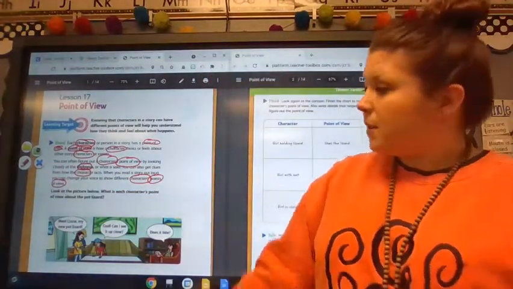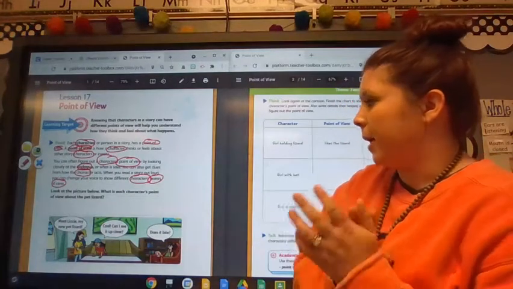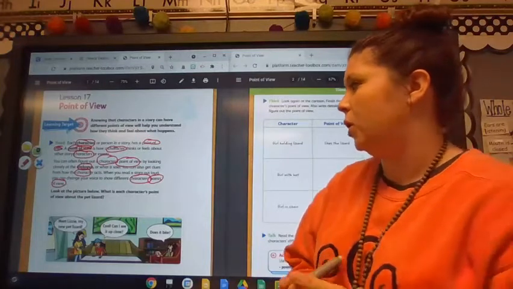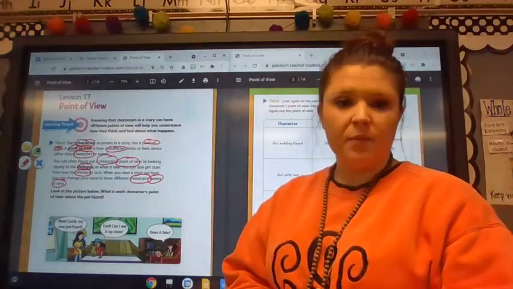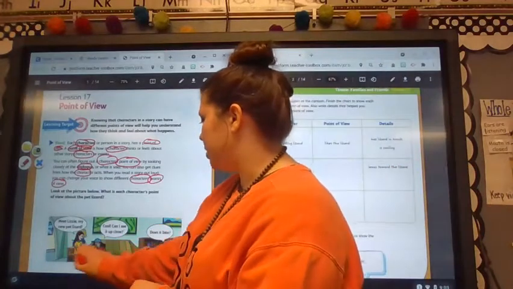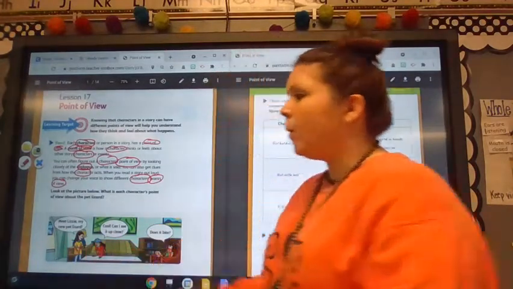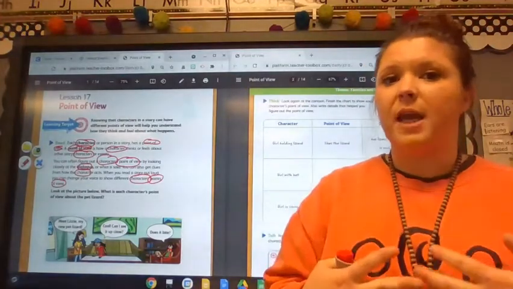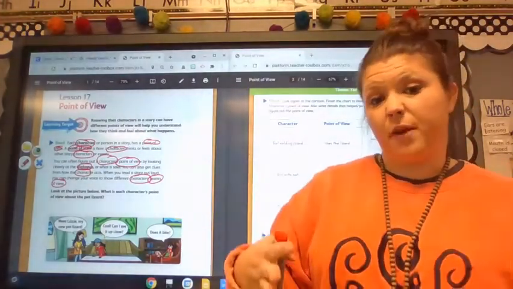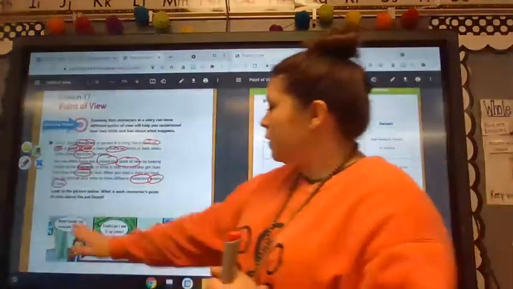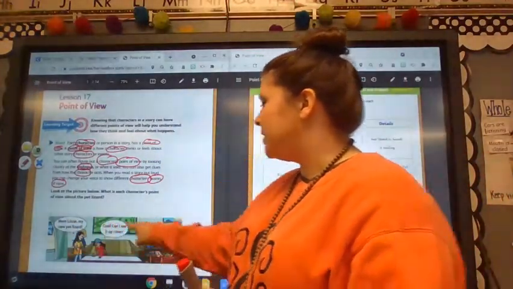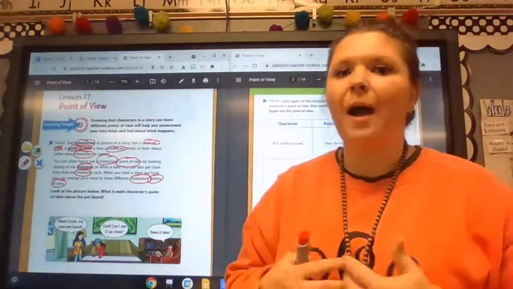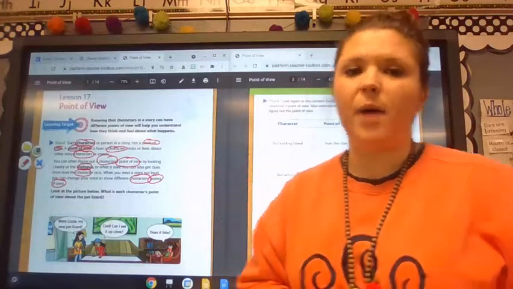Okay? So now we're going to look at this cartoon down here at the bottom. What is each character's point of view about the pet lizard? So here we have three different characters. And we're going to talk about the differences in their points of view. Their points of view aren't all the same. They are different. So I want you to look at each character and read the dialogue from each character. And then we're going to talk about how that character thinks or feels about the lizard.